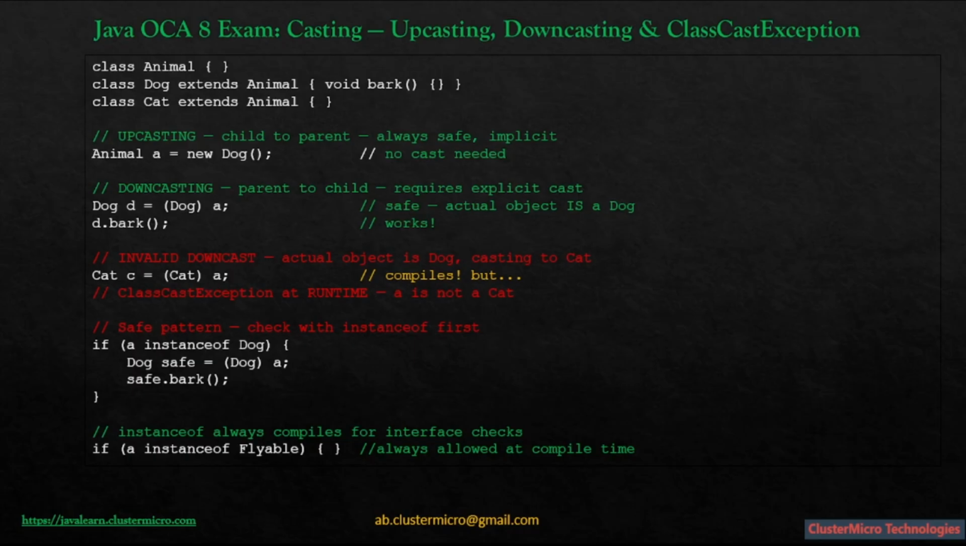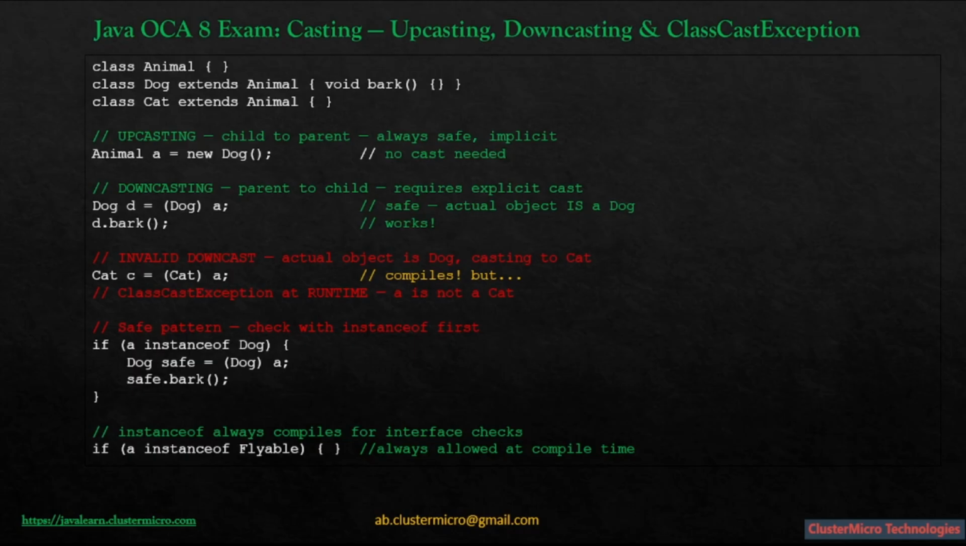So instanceof before casting is a safe pattern. Like we see here, if (a instanceof Dog), then Dog safe = (Dog) a, and safe.bark, right? So instanceof checks whether the actual object is compatible with the target type. If it returns true, the cast is guaranteed to succeed. The JVM already verifies the type internally. If it returns false, you skip the cast entirely and avoid the exception. This is the correct pattern whenever you downcast. Always check instanceof first, then cast confidently inside the if block.